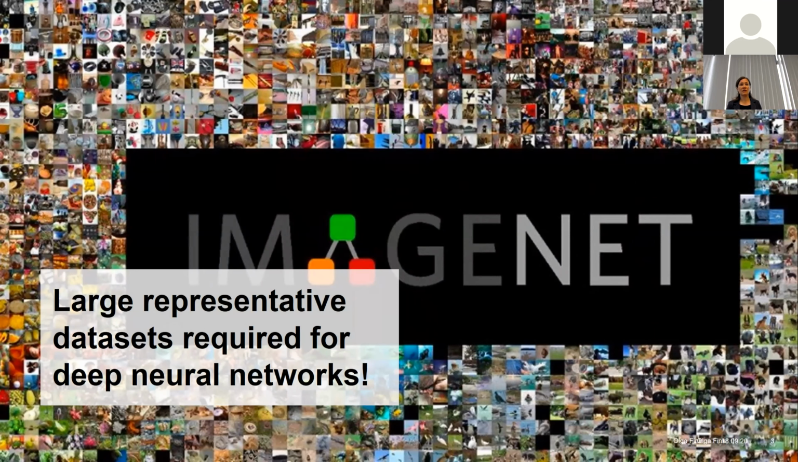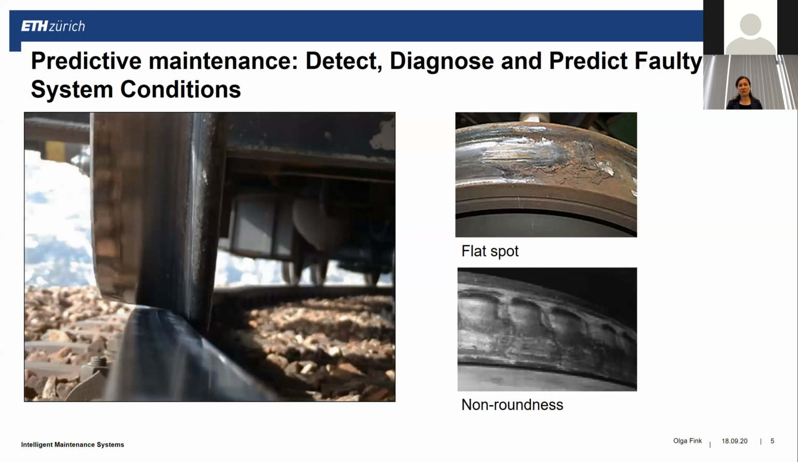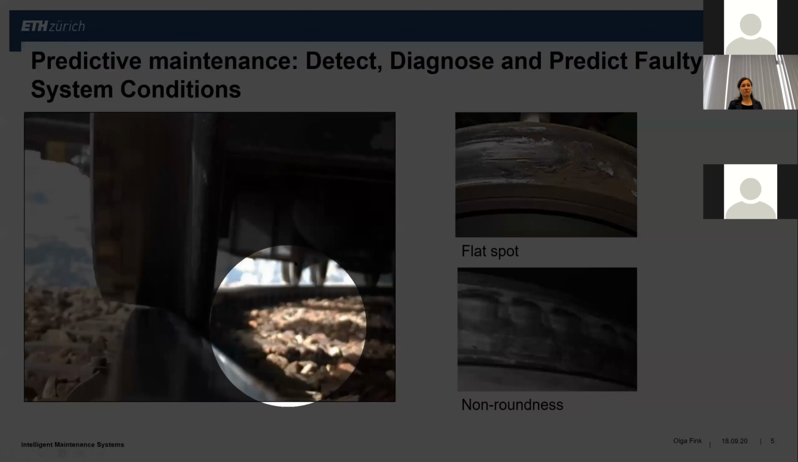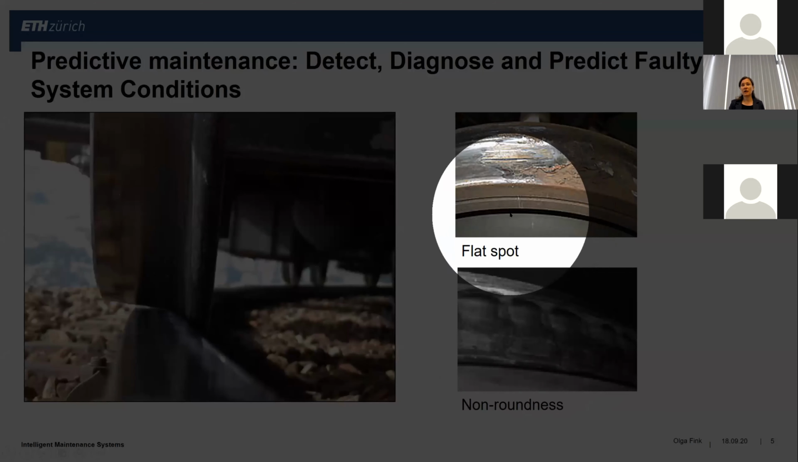And if you look into predictive maintenance, what we are actually trying to achieve is to detect, to diagnose, and to predict faulty system conditions. And for the case of a railway wheel, the defects that we would like to detect and to predict are, for example, flat spots or non-roundness. And this is quite a simple system. So there we really know what we would like to detect, and in this case faults are actually our labels, and this is what we would like to learn from normally.